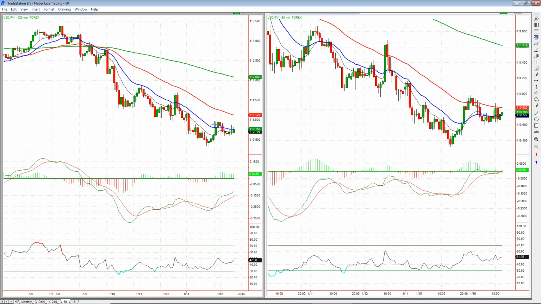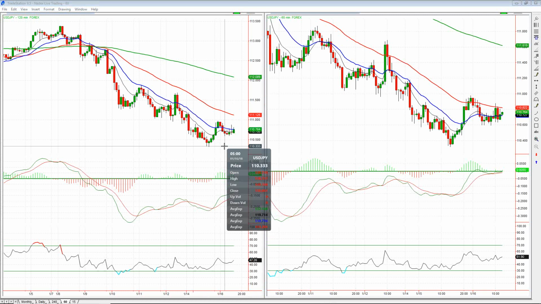So as you see right here, we have all the moving averages, the 200, the 50, the 20, and the 10 all flowing to the downside. We have lower highs, lower lows, everything moving very nicely to the downside. We're starting to get some bullish divergence here, so we might get a bounce at some point, maybe on a retest of this level down around 110.